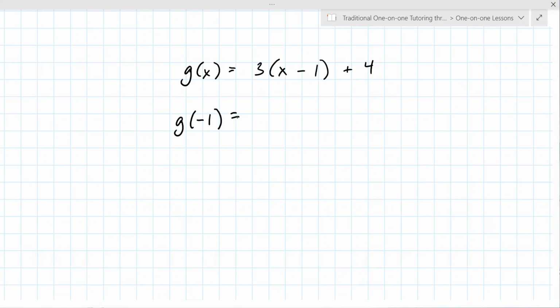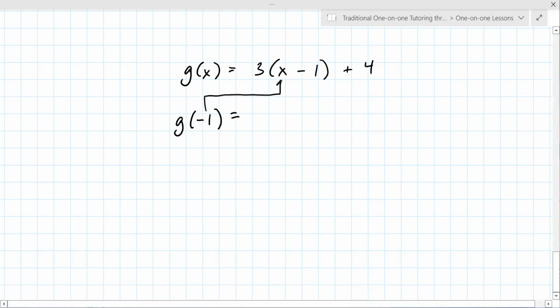So what are you going to do with that value of -1? Where does it go? It has to go in an x. Yes. So you have 3 parentheses, -1, -1, +4. And you're right, it's order of operations. So go ahead and try that, see what you come up with, please.